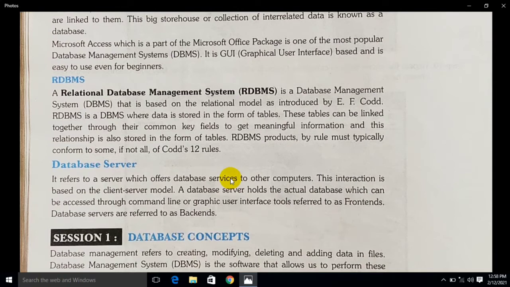Okay, so what is a database server? A database server refers to a server which offers database services to other computers. This interaction is based on the client-server model, and a database server holds the actual database, which can be accessed through command line or graphical user interface tools referred to as front ends. Database servers are referred to as back ends.